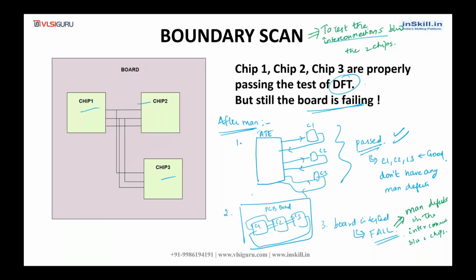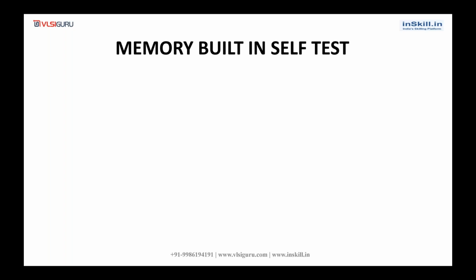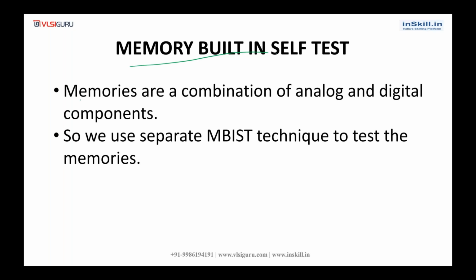In order to test the interconnection between two chips, we will be going for boundary scan. How JTAG helps us do the boundary scan, we will discuss during our course. And next is MBIST, memory built-in self-test. Memories are actually a combination of analog and digital components. So we use a separate MBIST technique to test the memories.